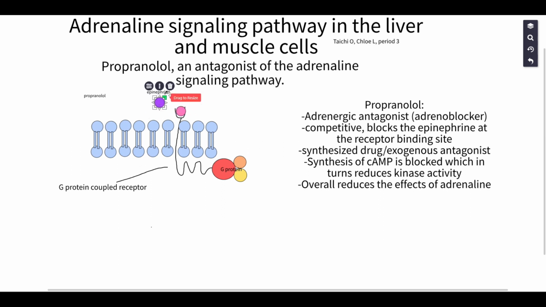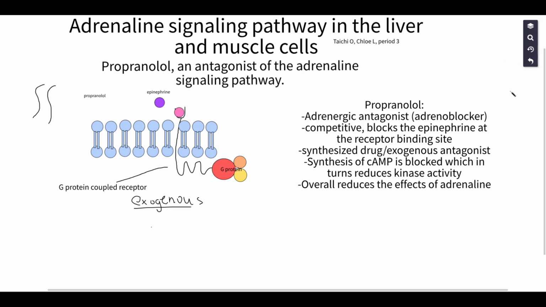Propranolol, an antagonist towards adrenaline, is a beta blocker that is lipid soluble and can cross the blood-brain barrier. It works by responding to nerve impulses and blocking the effects that are caused by adrenaline, such as fast heart rate, sweating, and shaking of chemical messengers. Propranolol is a synthesized drug also known as an exogenous antagonist, which became patented in 1962 and is commonly used as a medication in the US.